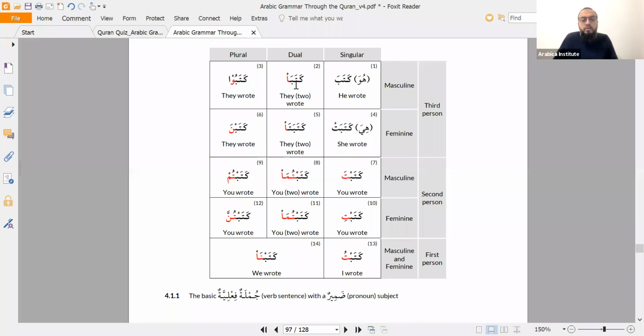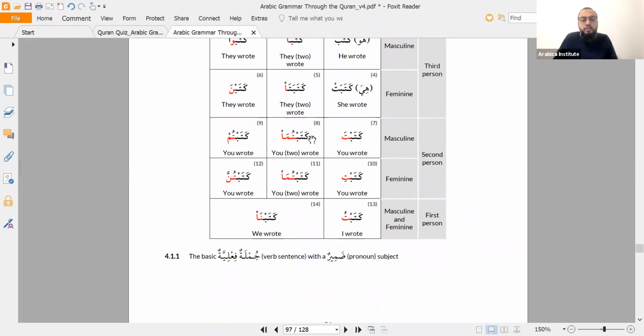So can you see, to make the dual, you just add the alif to this one or this one. Kataba, katabā. And then the feminine plural is katabna, they feminine plural wrote. Those are the third person. Second person is katabta, katabtumā, katabtum. Notice the dual in the second person is produced by adding an alif to the plural. So you go the other way around.